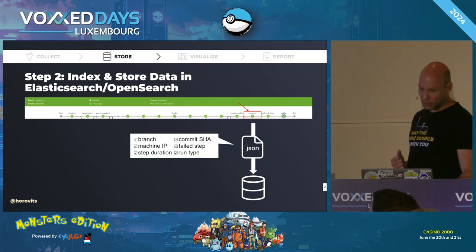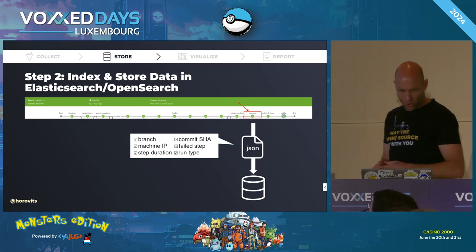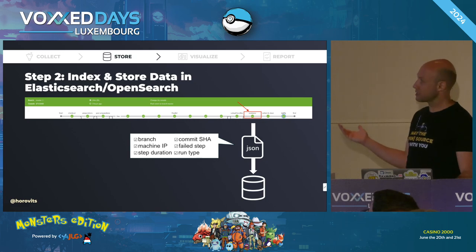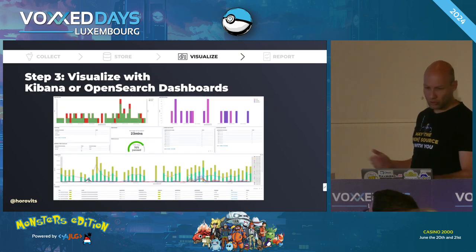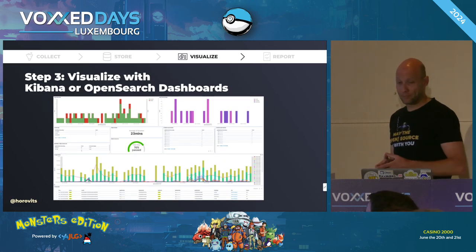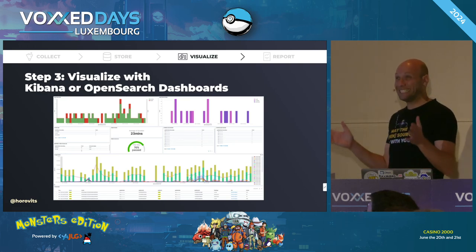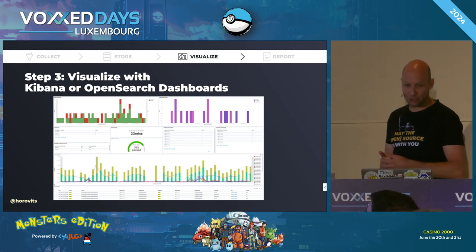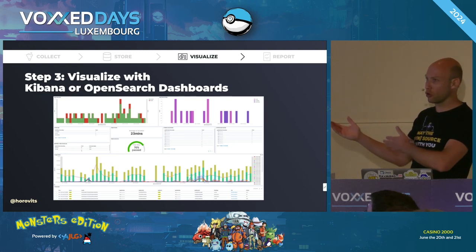And we also wanted more powerful access to the historical data, to analyze it the same way we analyze our production environment. So that's why we went for this storage solution based on Elasticsearch and OpenSearch. And after collect and store comes the visualize step. Now, once we have all the pipeline runs in Elasticsearch, it's pretty easy to build Kibana dashboards and visualizations on top of that. And of course, if you use OpenSearch, then OpenSearch dashboards.